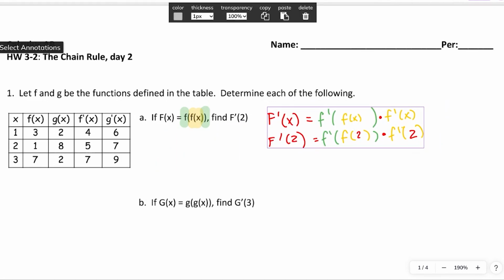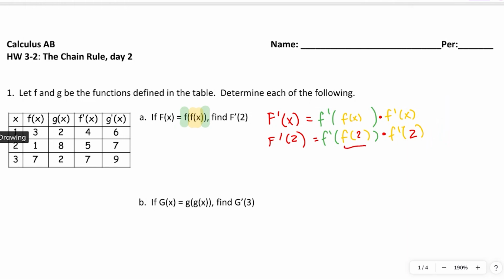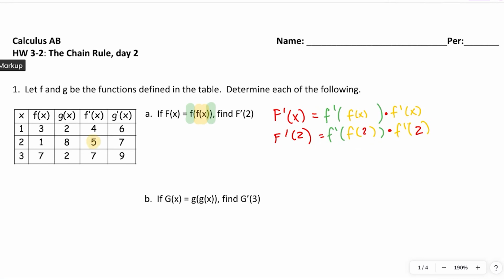Let me move this over here, because I want to evaluate this f of 2 first before trying to do too much at once and doing the composite's value. So first I'll evaluate the f of 2 and f prime of 2, and we can find those values right here. Here's f prime of 2, here's f of 2. So capital F prime of 2 is going to be f prime of whatever f of 2 is, and in this case we can see f of 2 is 1, times f prime of 2, which we can see is 5.